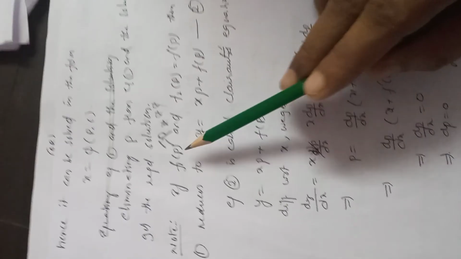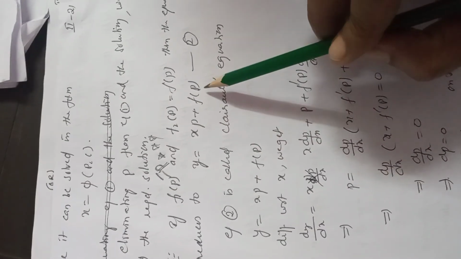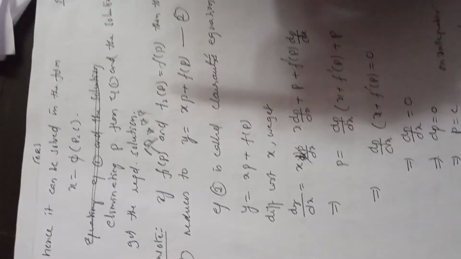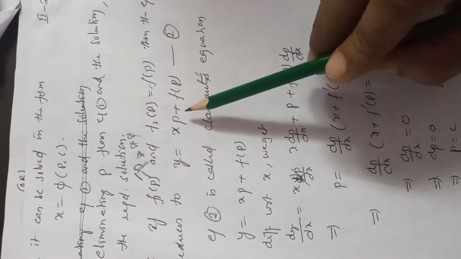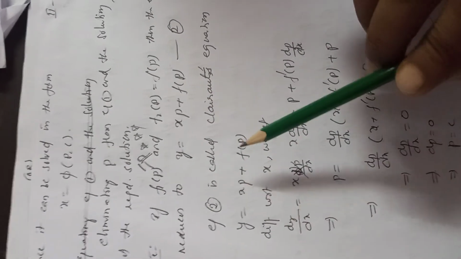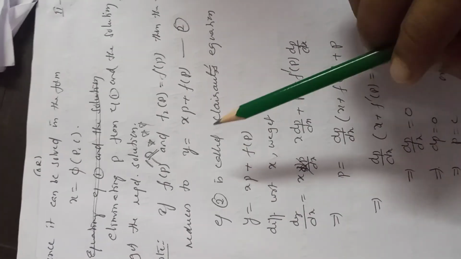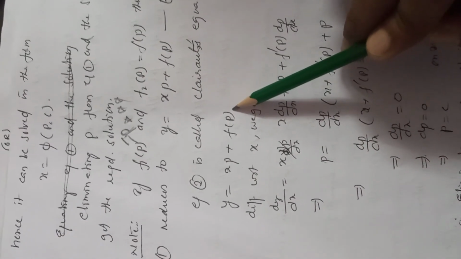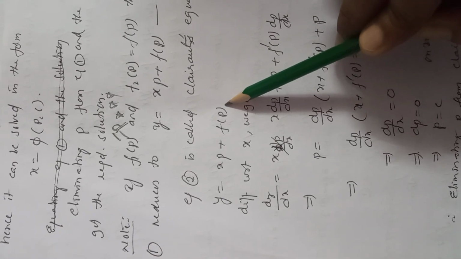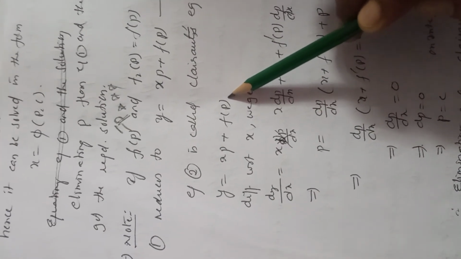Now y is equal to xp plus f of p, where f2 of p is f of p. Now equation 2 is called Clairaut's equation. If it is in this form, we call it Clairaut's equation. The other, Legendre's equation or some other, we do not need. Now here equation 2 is called Clairaut's equation, y is equal to xp plus f of p. If it is in this standard form, this is called a Clairaut's form.